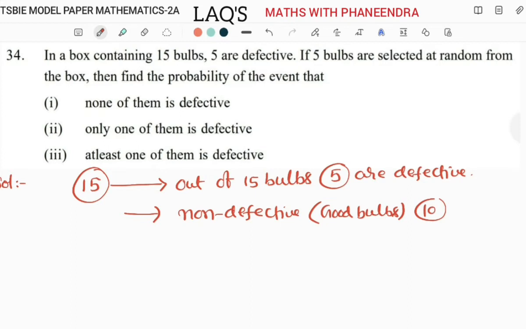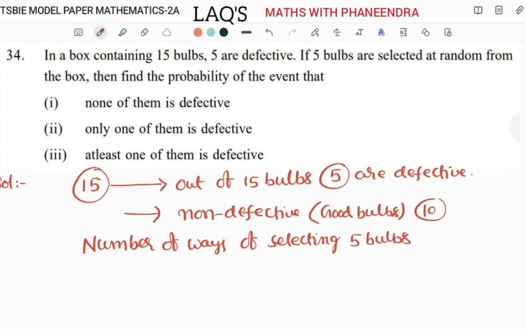So the number of ways of selecting 5 bulbs out of 15 is the total number of outcomes, n of S. So from 15 we can select 5 in 15C5 ways. These are the total number of outcomes.